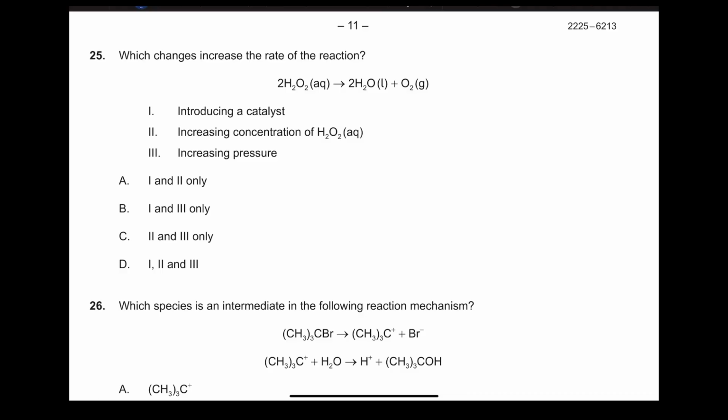Next, which changes increase the rate of the reaction? You have to make the reaction faster. So first, introducing a catalyst. Always true. When you introduce a catalyst, it lowers activation energy, hence the reaction becomes faster. If you increase the concentration of H2O2, there will be more effective collisions per unit time. So again, the reaction will become faster. So 1 and 2, definitely correct. So with this, we can eliminate C, which only contains 2 and 3.